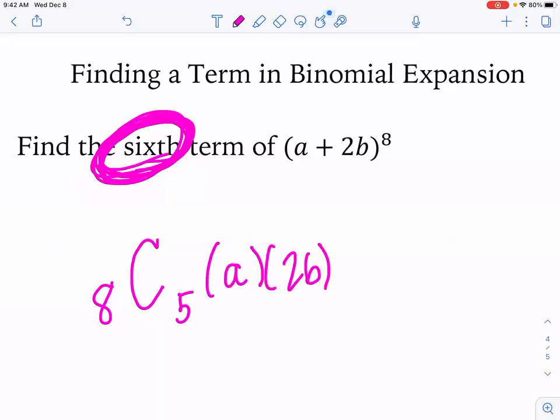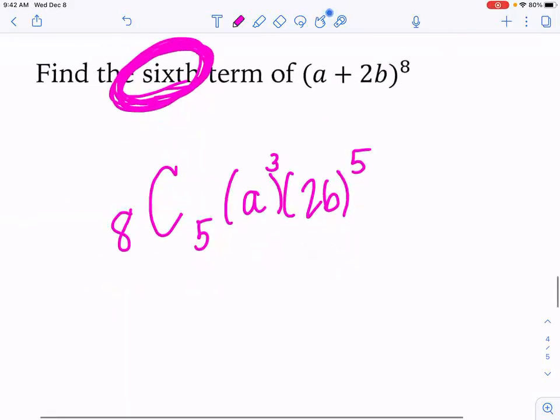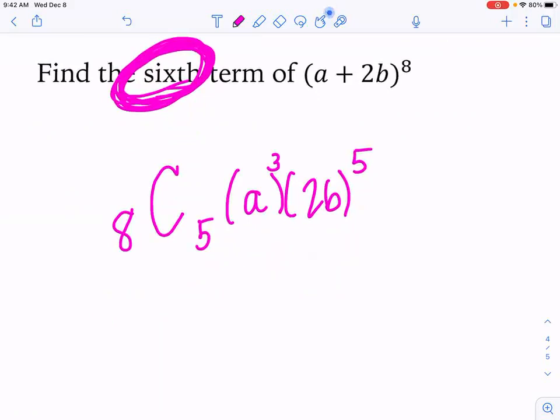Now, what did I tell you? Which one gets the exponent of 5, A or 2B? 2B gets the exponent of 5, which means A gets the exponent of, how'd you get that, Isaac? They need to equal this n. Okay. So in your calculator, you're probably going to need to do 8 choose 5 times 2 to the 5th.